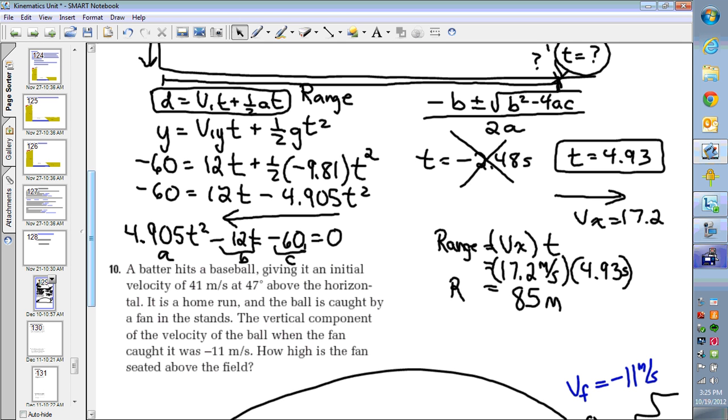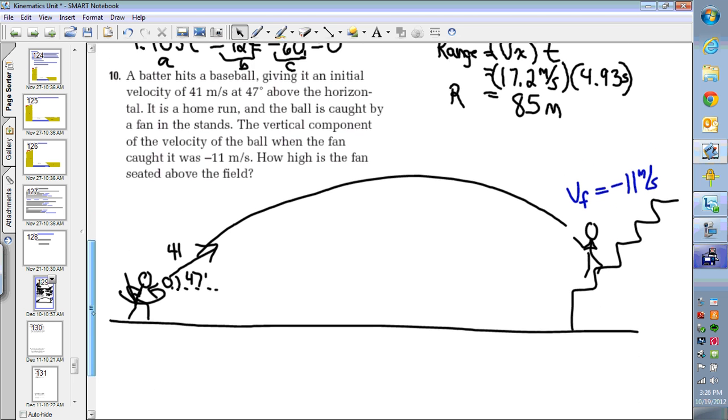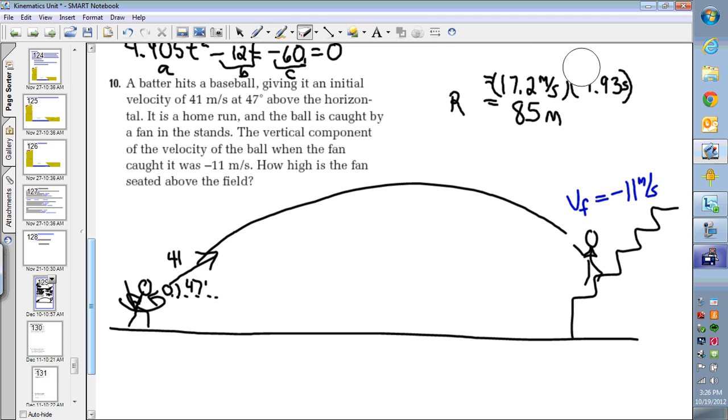Okay, so we didn't have to solve max height or all these other questions. We're just focusing on what it asked for. It asked for how far does it go. Okay, so let's look at question 10. And we'll erase our 85.